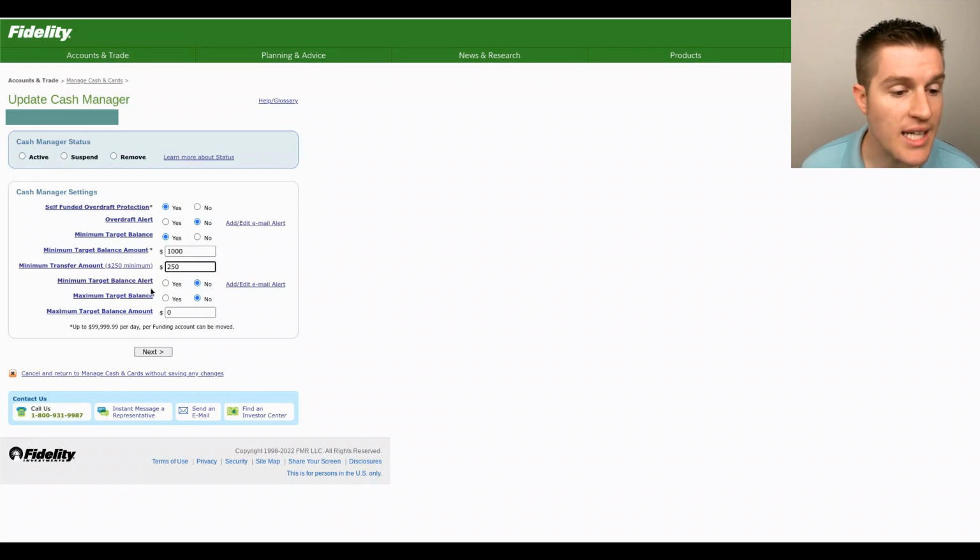Now, do you want the maximum target balance, and what is that? Now, if you'll notice here, once you click that, what this feature is doing is going to send you an alert to say, hey, what do you want to do with this extra money? And that's it. So let me know what you guys think.